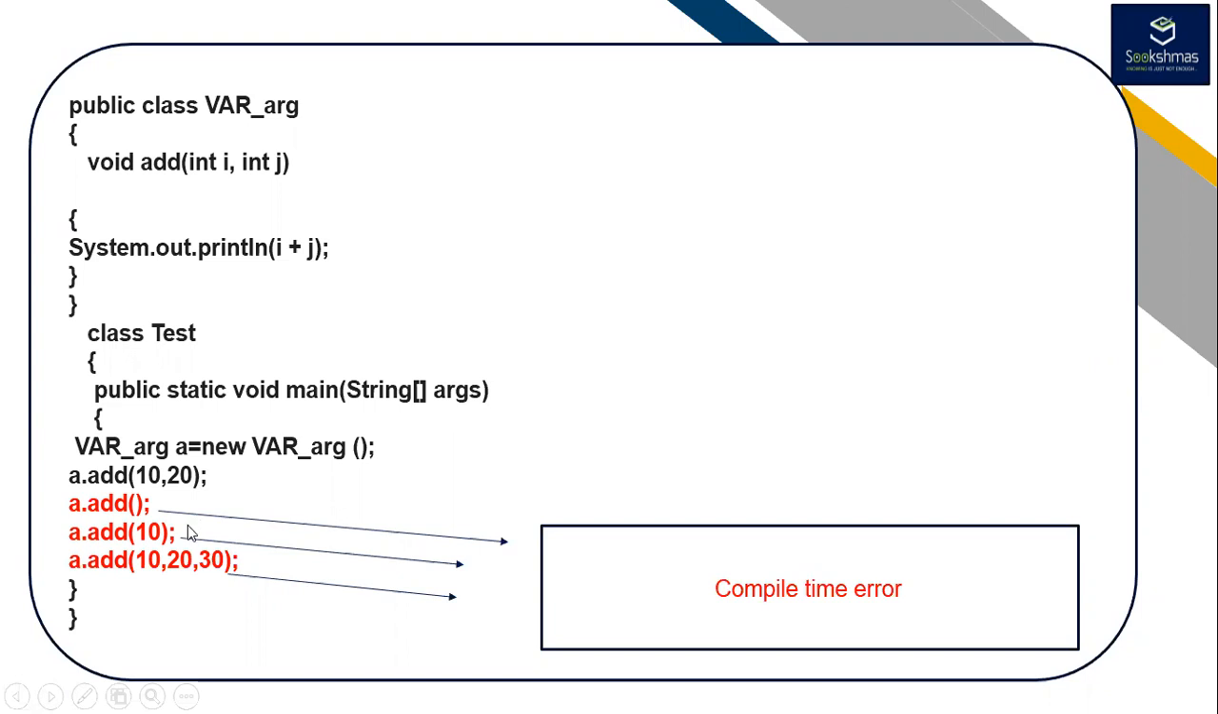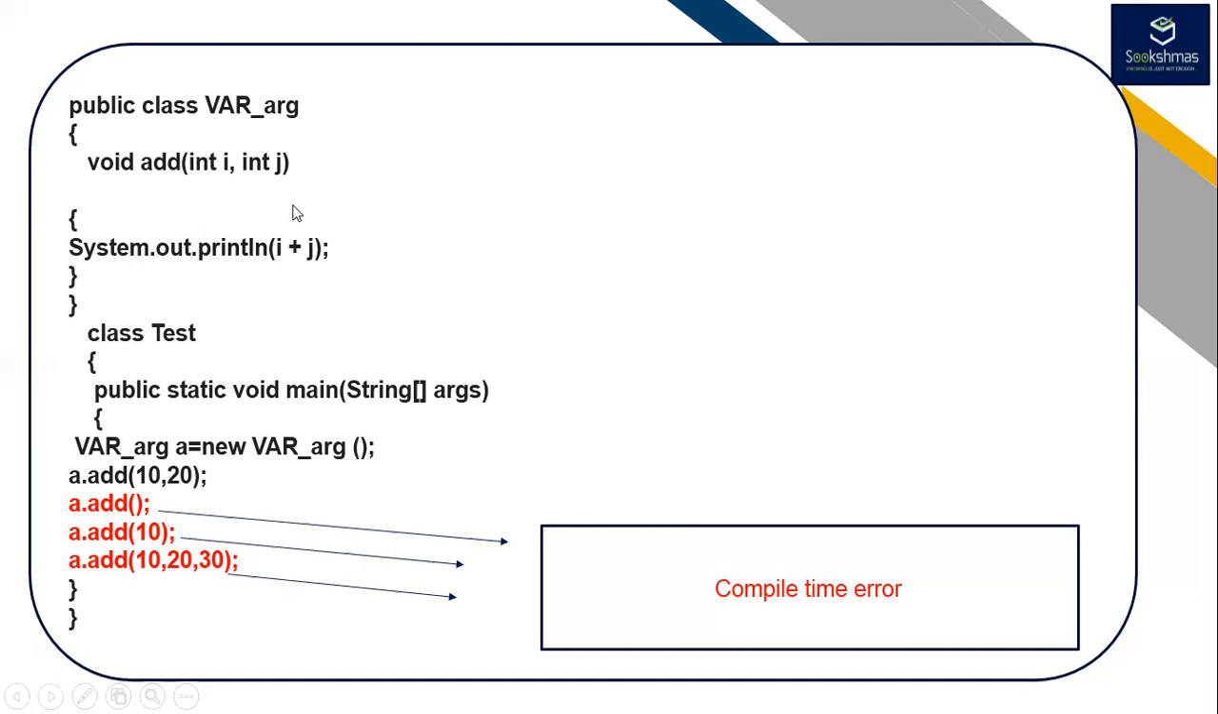For 10 also, it will get the compile time error. Why? Because it is expecting one argument of integer type, and here it is expecting three arguments of integer type. So that's the reason for these three lines you will get the compile time error. And this line definitely will work. Why? Because it is expecting two arguments. We have a two argument method in our class called variable argument.